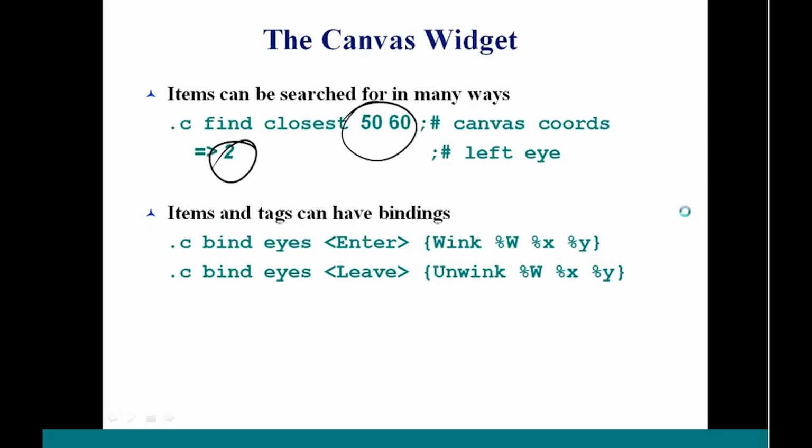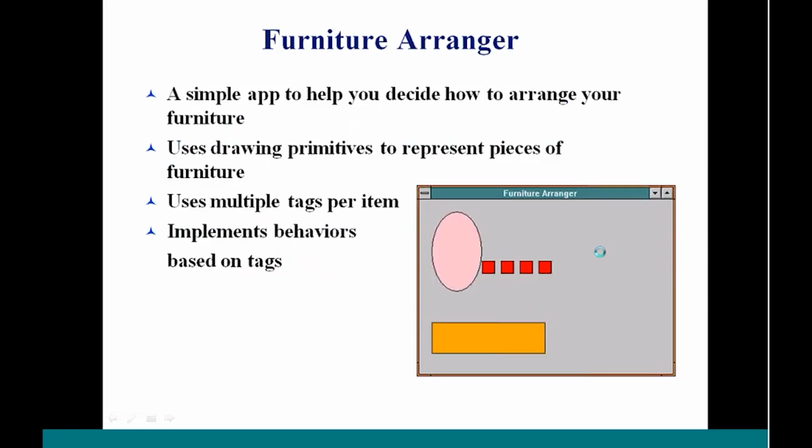Items and tags can also have bindings. You can say .c bind eyes, enter, and then wink, and define how to wink. Or if you press leave, then it will unwink. So all these kinds of things.